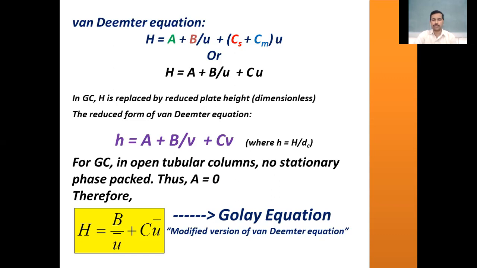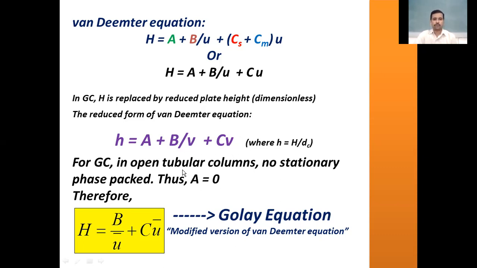whereas in the liquid chromatographic column the diameter will be from 0.25 centimeter to 1 centimeter. So since the diameter of the column is very low, the height equivalent to theoretical plate can be substituted by reduced plate height, that is H by dc. So h is equal to A plus B by v plus Cv, where v in place of u is the same, and which describes the optimum velocity of the mobile phase through the chromatographic column.